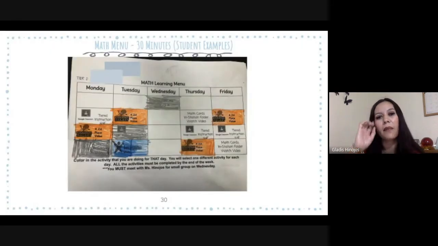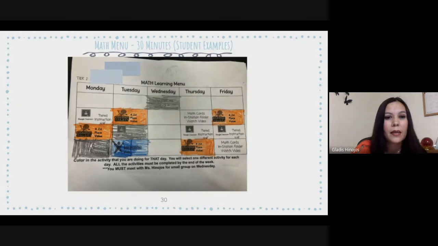This is how the example looks for my students. As you can see, like Ms. Arras was saying, this is something that is non-negotiable, and we have to see it by the end of the week on Friday. Students know that they need to turn it in, and this is how we make sure that they have completed all of their stations.